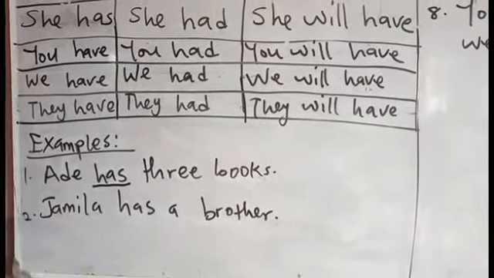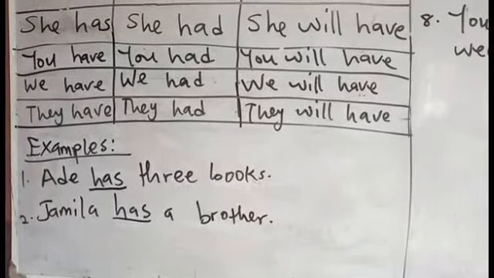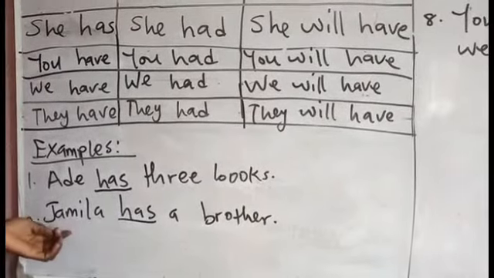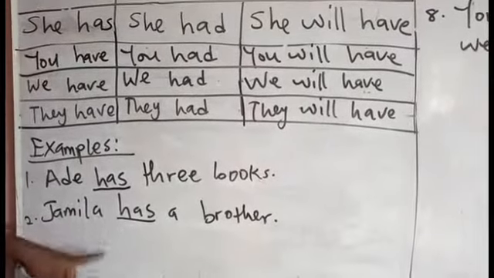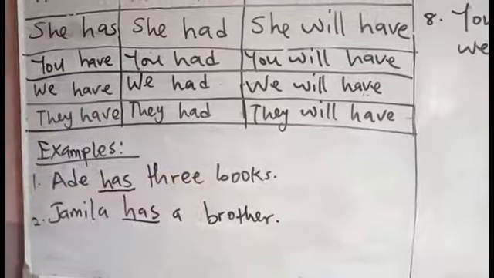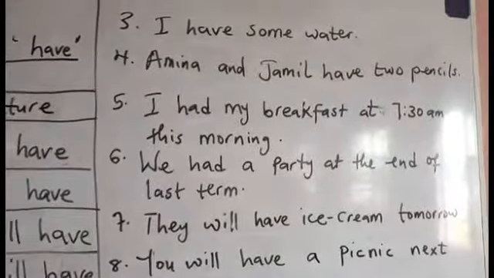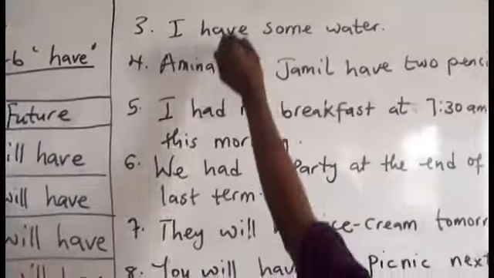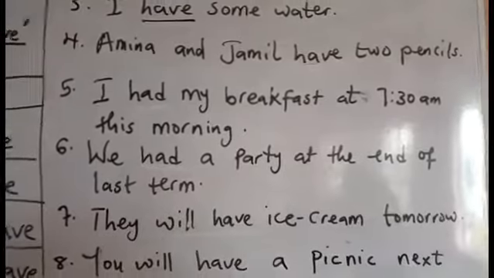Two. Jamila has a brother. This is the verb in its present form and third person singular, which can be replaced with she. She has a brother. And the third one, I have some water. I have some water. And the verb is have. It is in present form, I have some water.